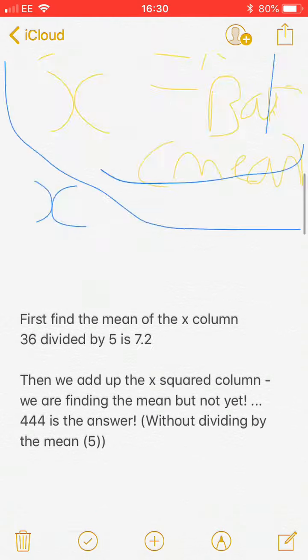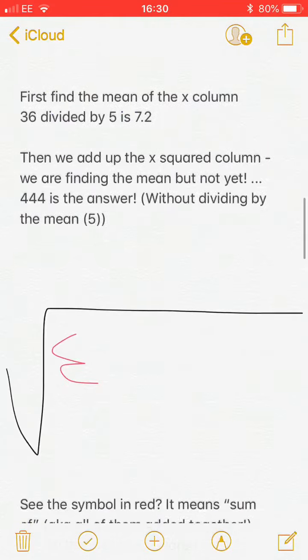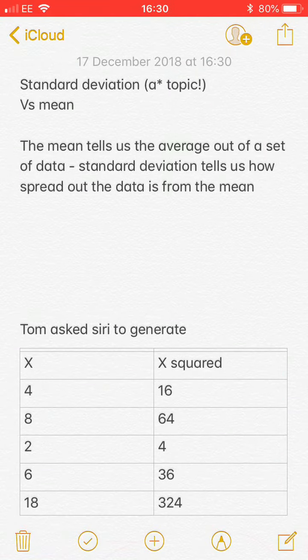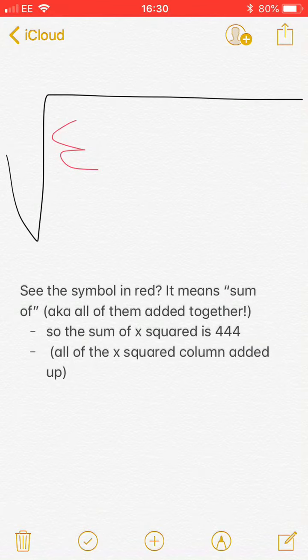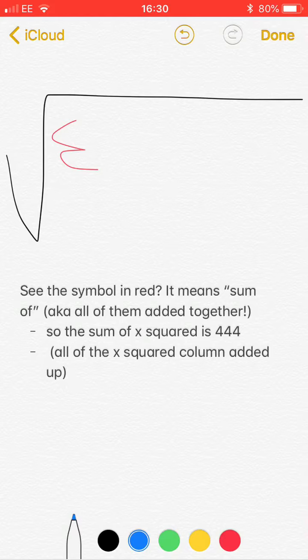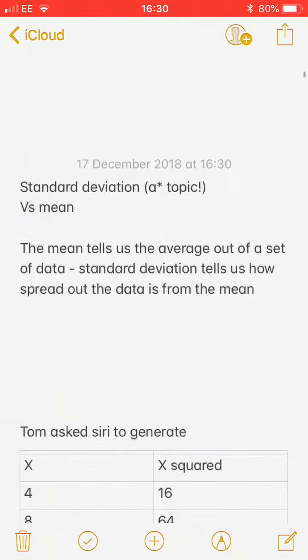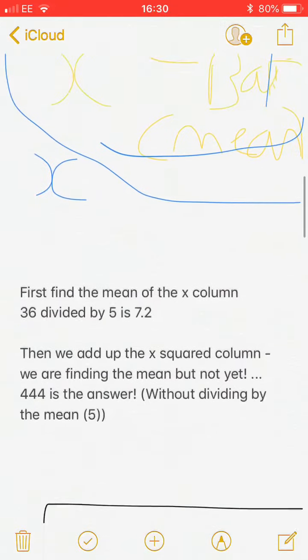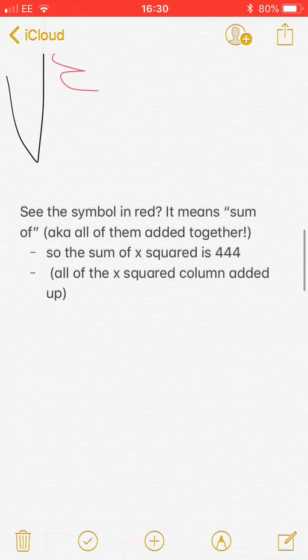Then we add up the x squared column, and we get 444. Now, we don't divide by the mean yet. Next, I need to introduce a little symbol to you. See this red one? It means the sum of, or all of them added together. So the sum of x squared is 444, as it's all of these on this side: the 16, 64, 4, 36, and 324. The sum of x squared is 444.